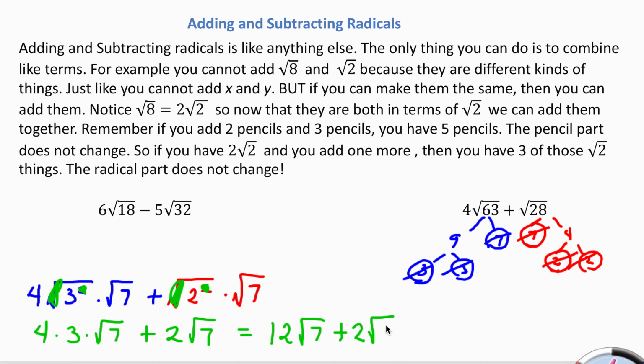Okay, now if they're both square root of 7, now when I got finished with this, if one of them was a square root of 5, I'd be done. I couldn't combine them. But since they're both square roots of 7, 12 plus 2 gives me 14 square roots of 7.